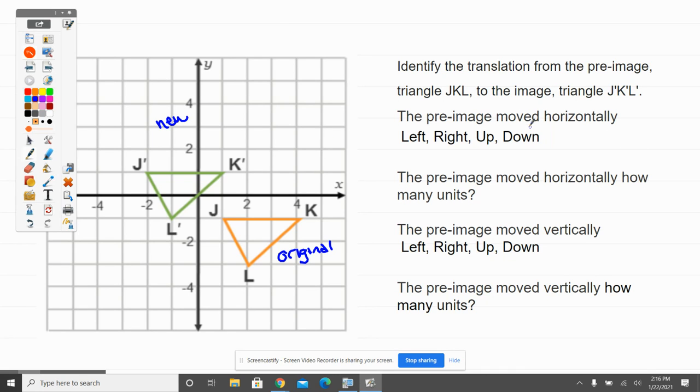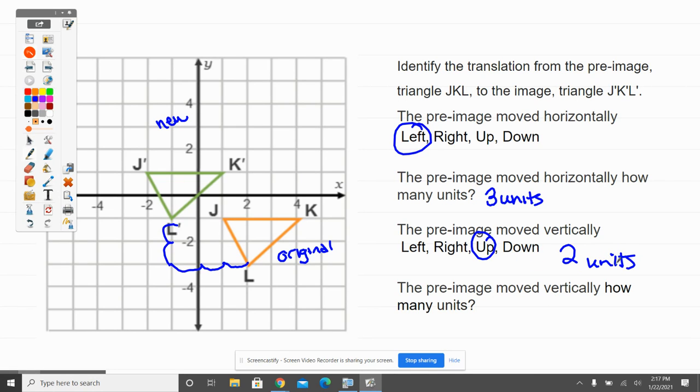How did it move? Did it go horizontally, left or right? It sure did. How many to the left did it go? 1, 2, 3. It went 3 units to the left. Did it go vertical? Did it go up or down at all? Let's look. 1, 2, 3. Then it went up 2. Sure did. It went up 2.